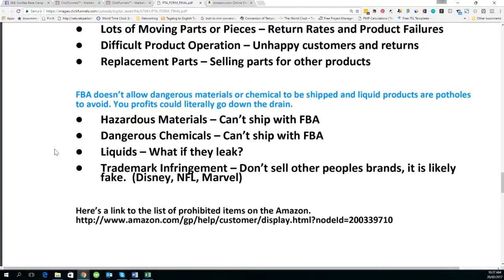And I see this happen all the time. I'm going to go buy 10,000 pieces or 1,000 pieces of something. Well, how do we even know it sells? And so that's why we want to stay away from these items.